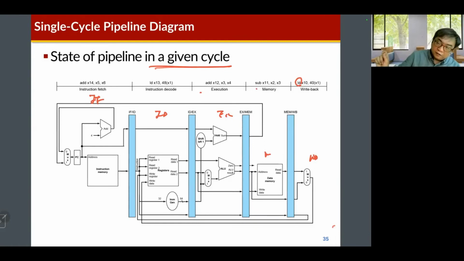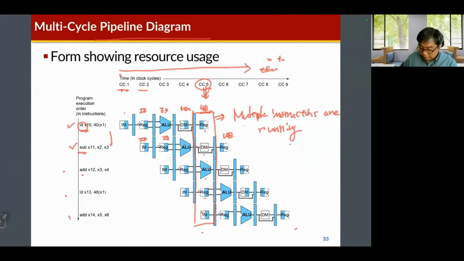We just focus on the single cycle, then we can find that many different instructions are being processed in this processor. So what does that mean? Multiple instructions are running. It's called instruction level parallelism, okay? Which means in the processor, multiple instructions are being processed. So we can increase throughput with instruction level parallelism. And the pipeline processor implements instruction level parallelism. Okay.